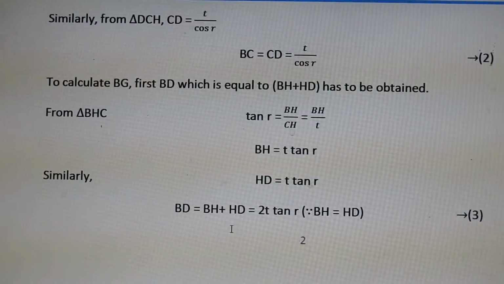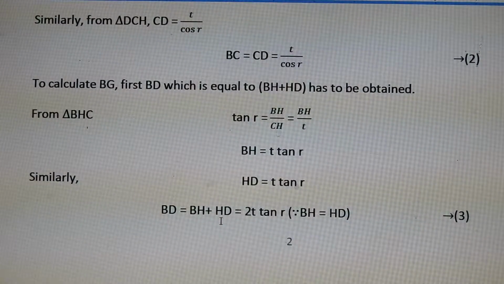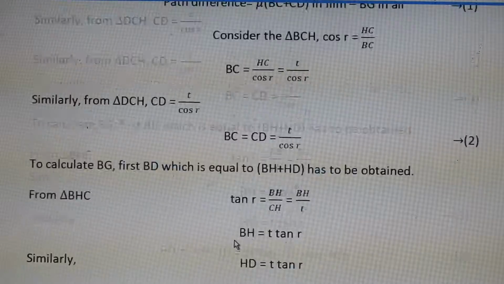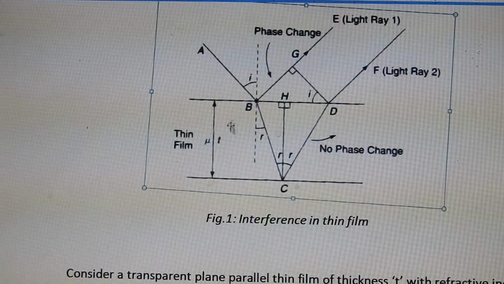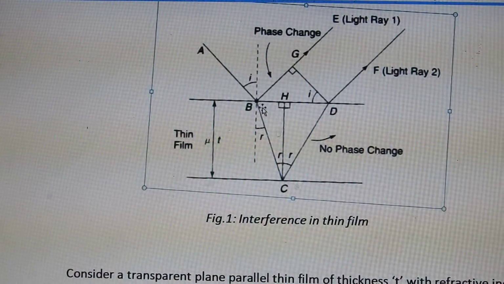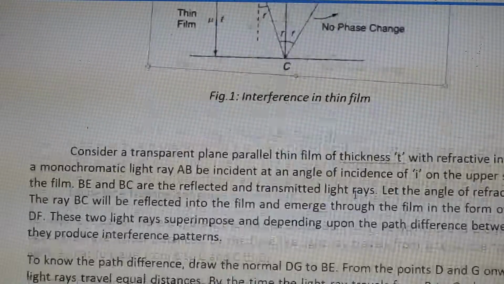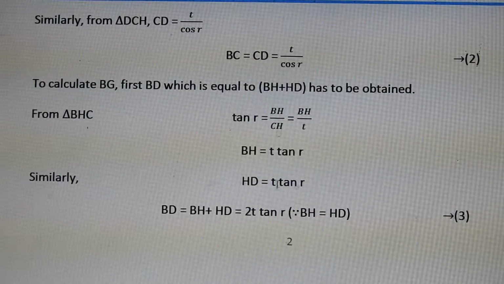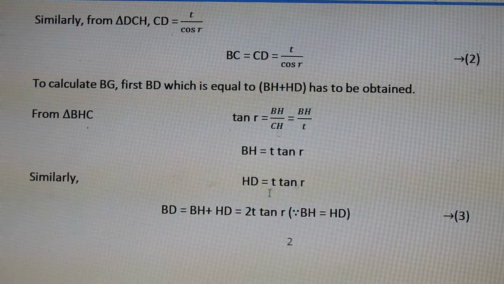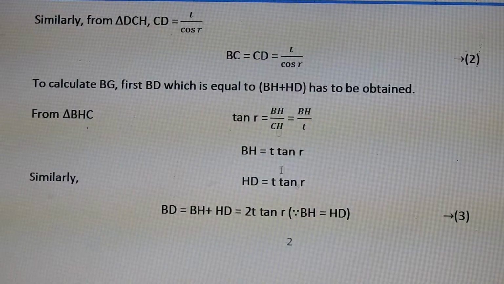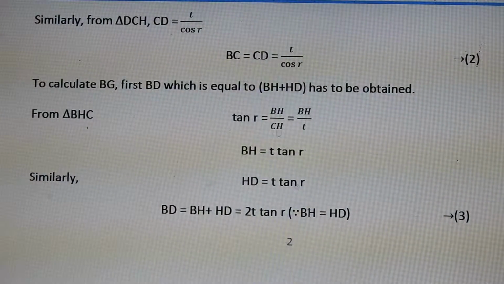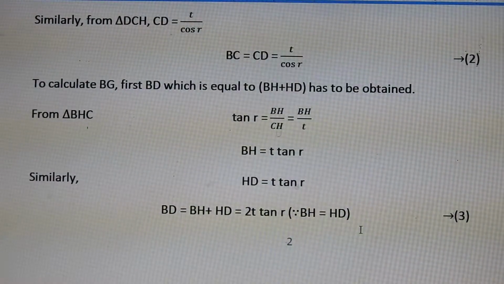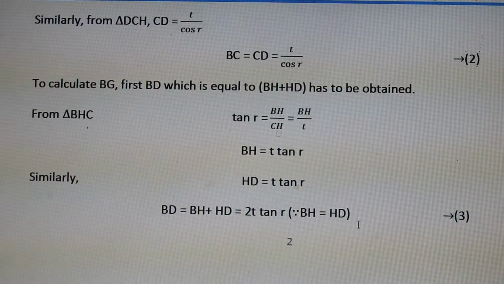Then I need to know here, similarly, BD is equal to BH plus HD. So that's why I'm writing here BD is equal to BH plus HD. BH is equal to T tan R, and HD is equal to T tan R. So the total value is 2T tan R. Therefore BH is equal to HD.